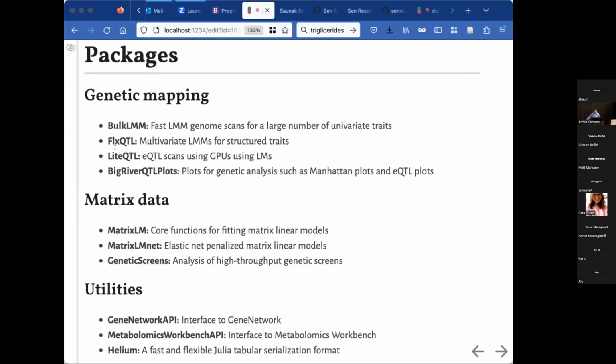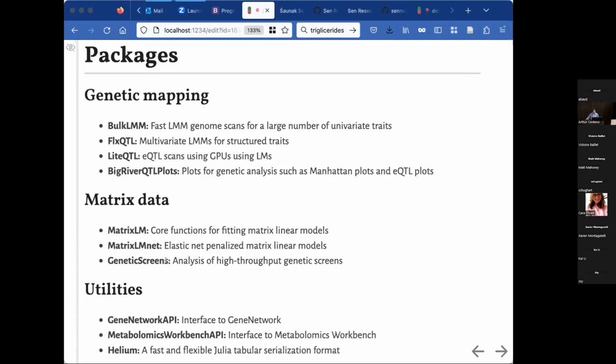And if you want to do really fast linear model eQTL scans, then we have a package called LightQTL that uses GPUs. This had 2 purposes: one, to see if we could do large amounts of these scans quickly, and this is really a precursor for BulkLMM. But it also was a platform for us to test out how to use GPUs and what the benefit of using GPUs is. And then there's BigRiverQTLPlots, which is just to facilitate displays, and you saw a little bit of that.